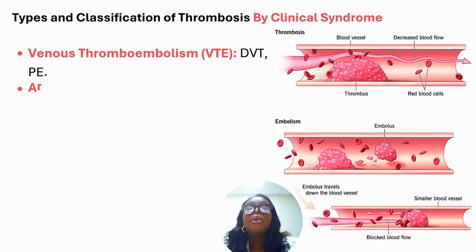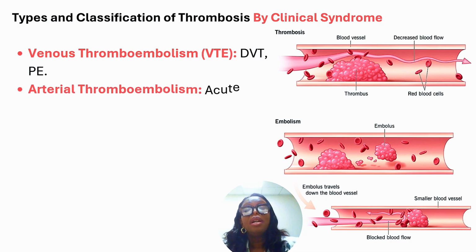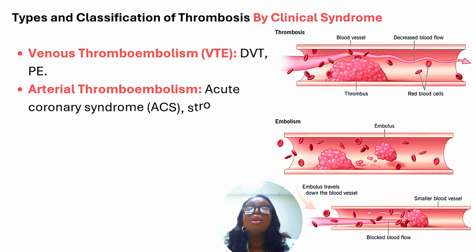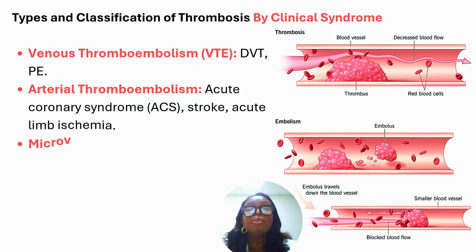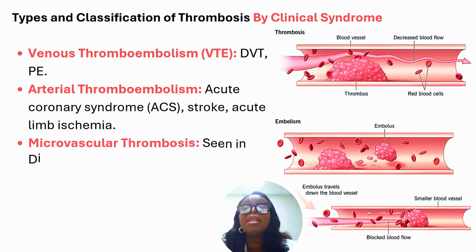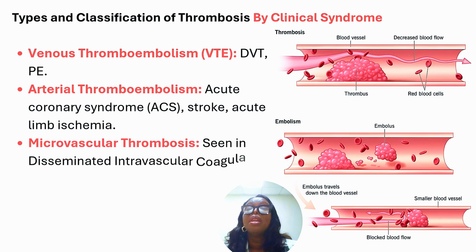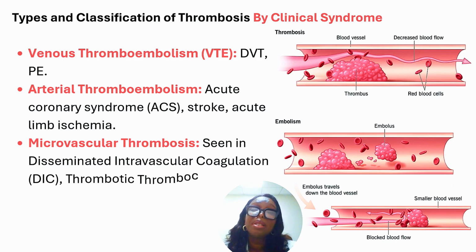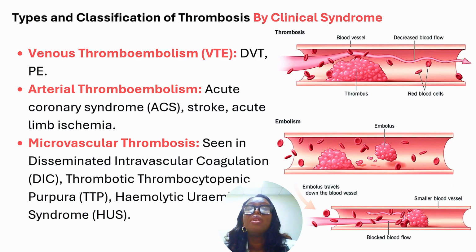We have another classification of thrombosis based on the clinical syndrome. Based on the clinical syndrome, the first one we have here is what we call venous thromboembolism. Venous thromboembolism is made up of deep vein thrombosis and pulmonary embolism.